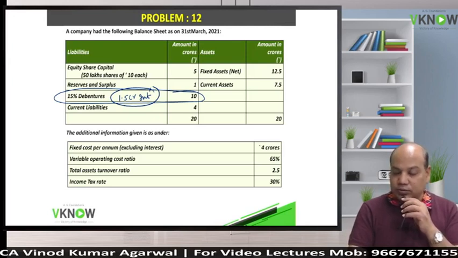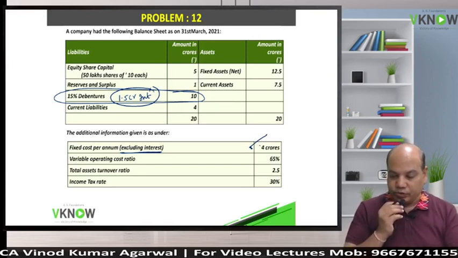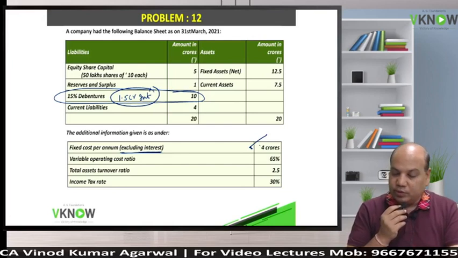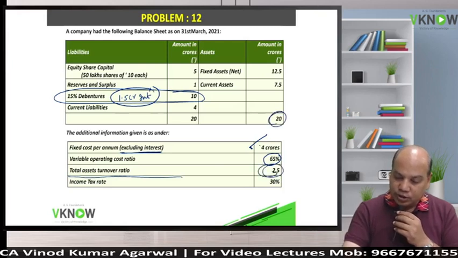Additional information: fixed cost per annum excluding interest, means operating fixed cost, is 4 crore. Then variable operating cost ratio, means variable cost to sales, is 65%. And total asset turnover ratio is 2.5. On the screen, asset is 20. Asset turnover ratio is 2.5.